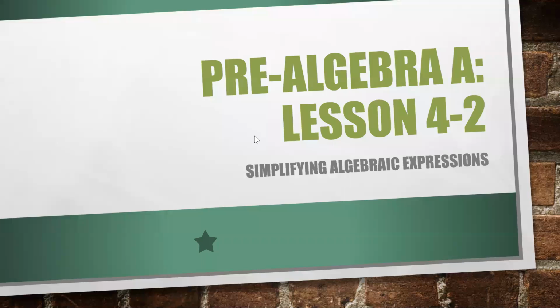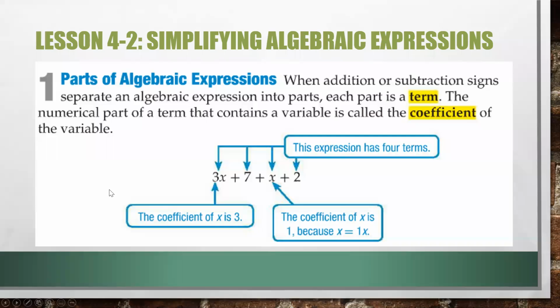Okay, so this is pre-algebra, lesson 4-2, simplifying algebraic expressions. The main thing that you need to understand is there are parts of an algebraic expression, okay? So when you have something like this, each one of these is a term in the expression. And when you have a number in front of a variable, that's called a coefficient. So here the coefficient would be 3. And when there is no number in front of a variable, remember there's a 1 there. There's 1x there, so the coefficient would be 1, okay?